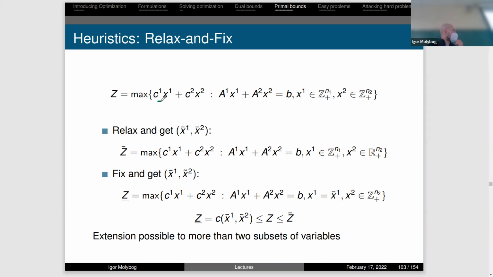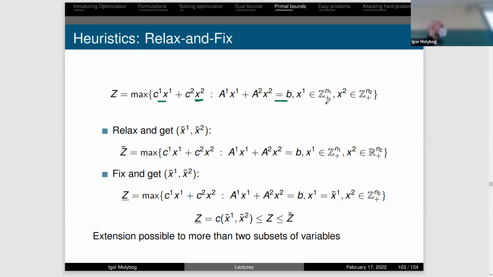So our first set of variables is denoted with x1. Our second set of variables is denoted with x2. And this splits our objective function into two parts, c1 x1 plus c2 x2. And our constraints are also being split into two parts: A1 x1 plus A2 x2 is equal to b. We are assuming here that our problem is given to us in the standard form, where we have equality constraints, and the inequalities are all put into the form of non-negativity inequalities.